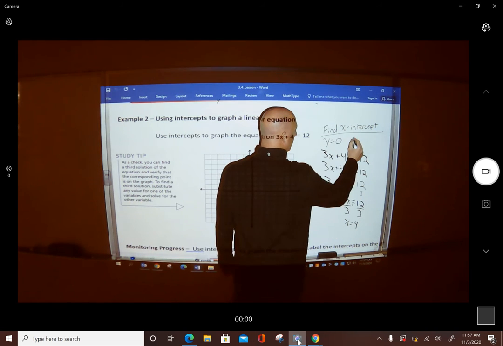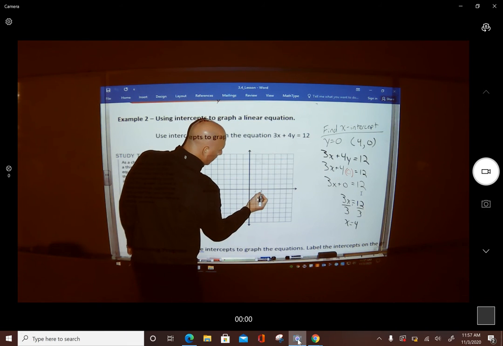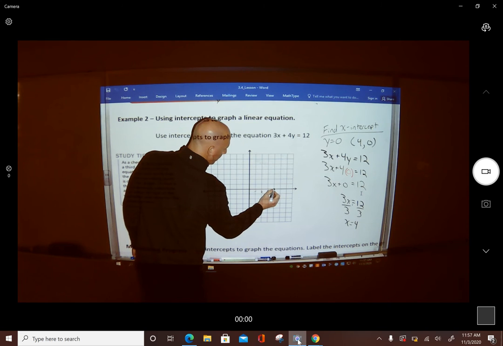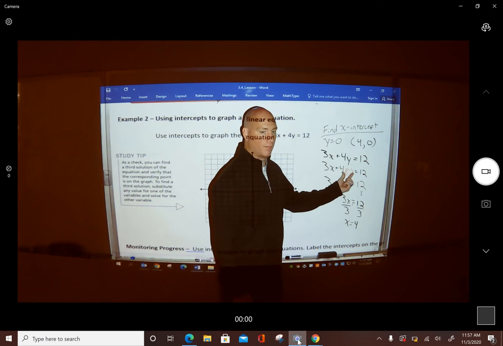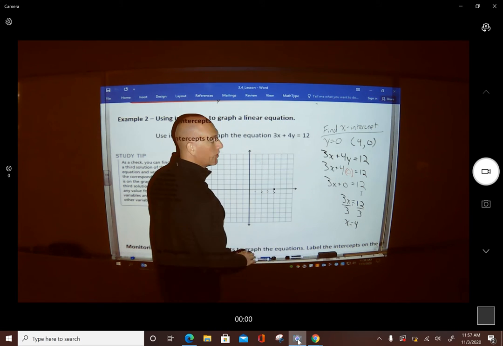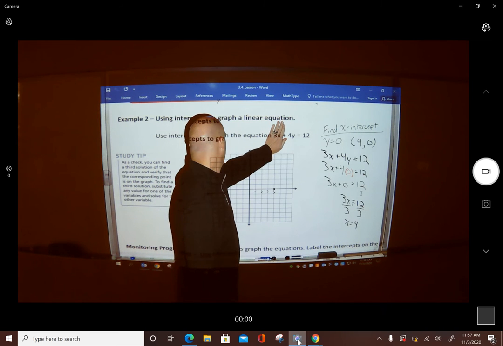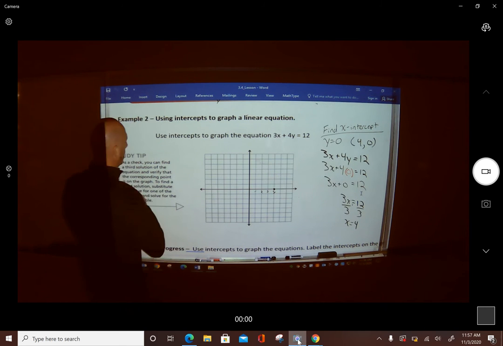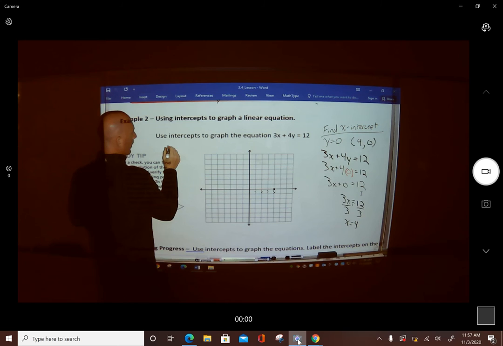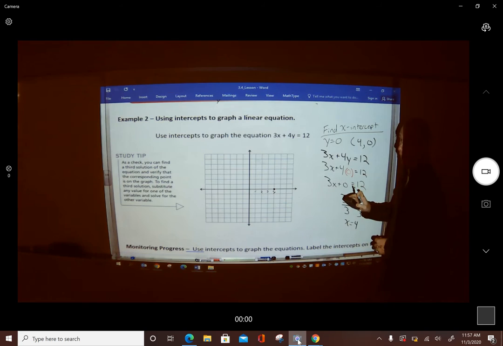It's at a point. X is 4, y is 0. I can come over here and plot that. Notice, didn't this term seem to just drop out? Some people will call that the cover-up method. In order to find one of your intercepts, you just cover up the other one. So 3x equals 12. I could do the same thing over here, but I'm just going to show all the work for it. Hopefully you guys have this all copied down by now.